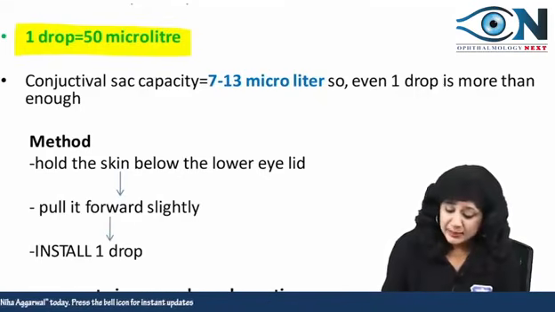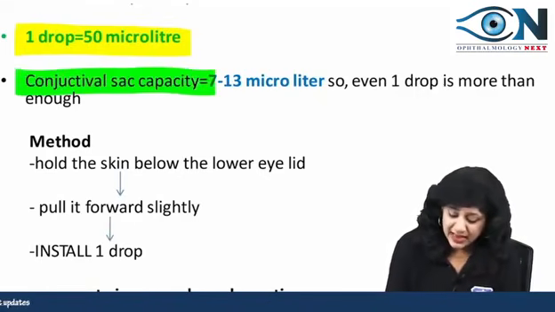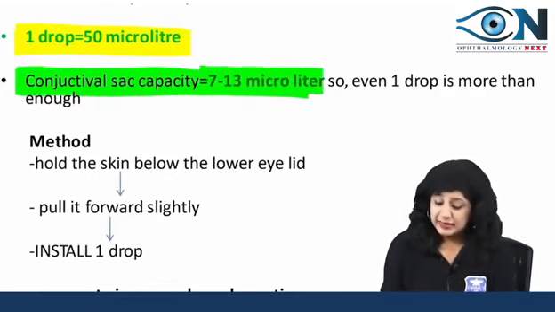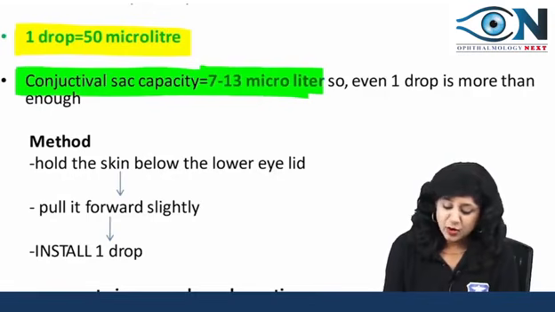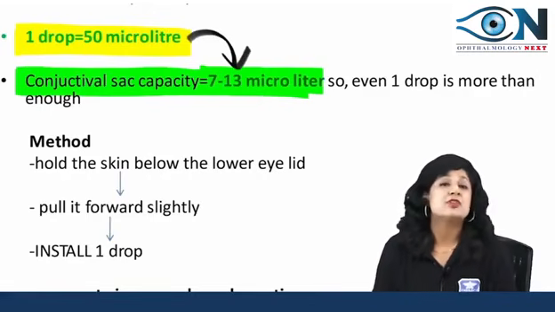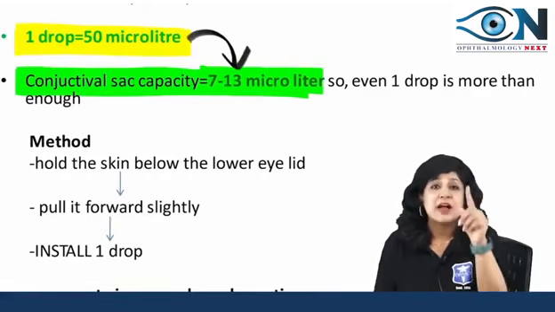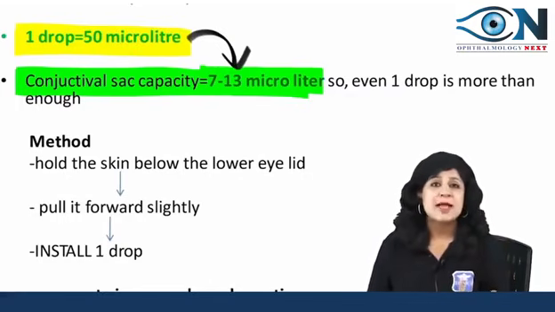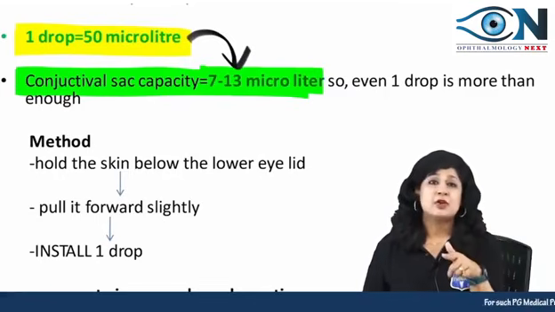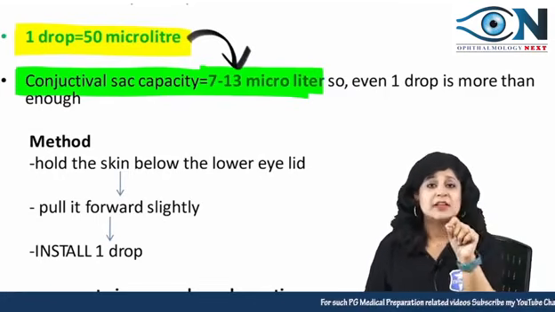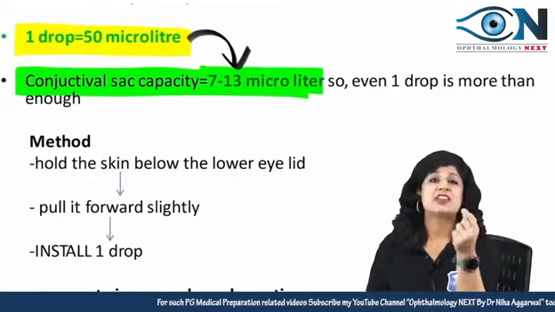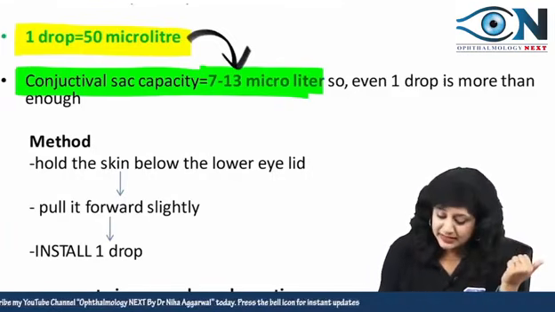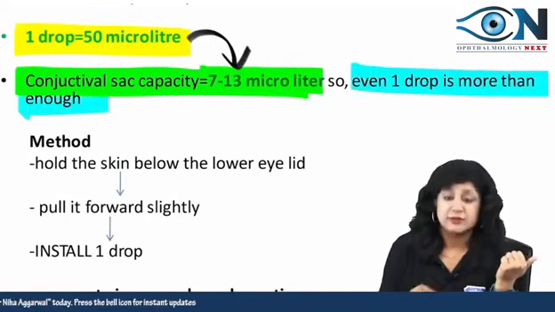If you look at the capacity of the conjunctival sac, it is just 7 to 13 microliters. Can you compare here, instead of 50 microliters, it is just 7 to 13 microliters. That means even one drop is not going to be absorbed fully because the sac does not have the capacity. One drop has 50 microliters, and what can go in the conjunctival sac is just 10 microliters if I go with the average. So a very important thing is that even one drop is more than enough.